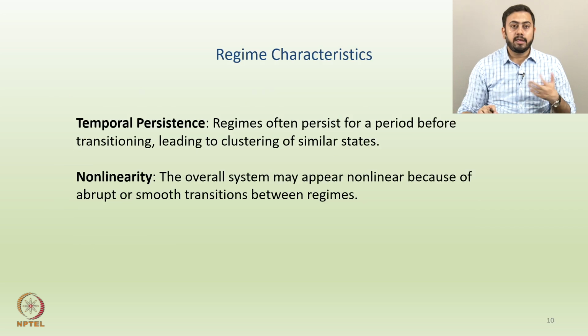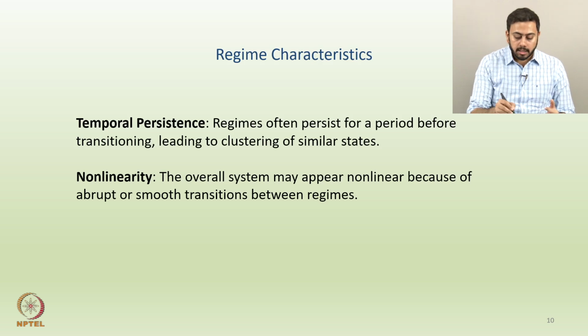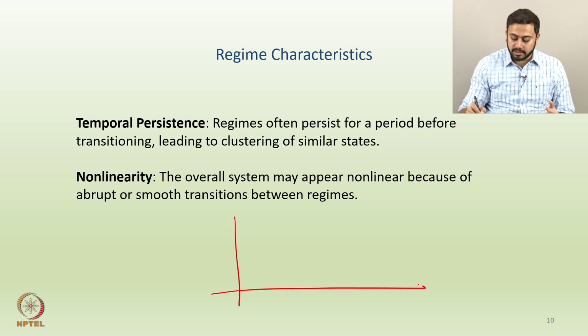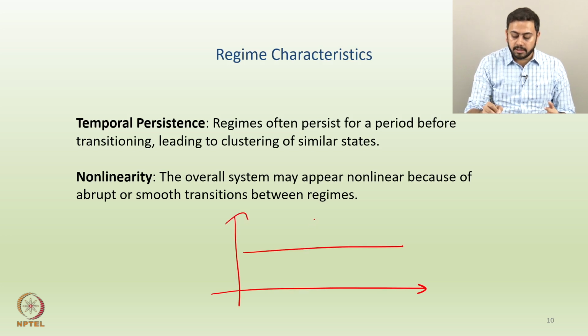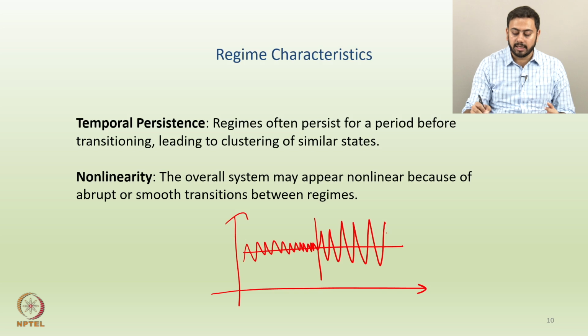Next is temporal persistence. Regimes often persist for a period before transitioning, leading to clustering of similar states. What do we mean by that? Let me give you an example. Let us say this is the time series, and I will break this entire time series into two different regimes. This is the threshold value, and this is the behavior of the time series here. The time series behaves like this, and then the moment it crosses the threshold, you can see that it behaves in a highly volatile manner.